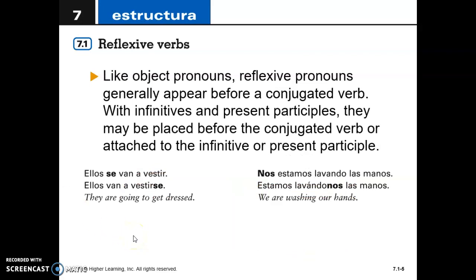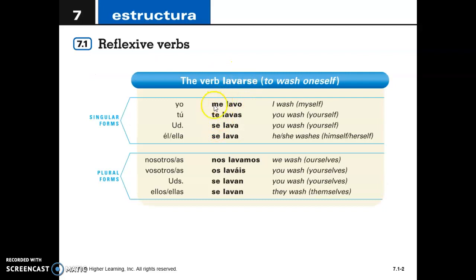So like object pronouns, reflexive pronouns generally appear before a conjugated verb. So those pronouns are the ones that we mentioned before, se or me or te, remember over here. They're going to appear before the conjugated verb. So there you are. We are going to see them before me lavo or me levanto or me llamo or me cepillo, okay?